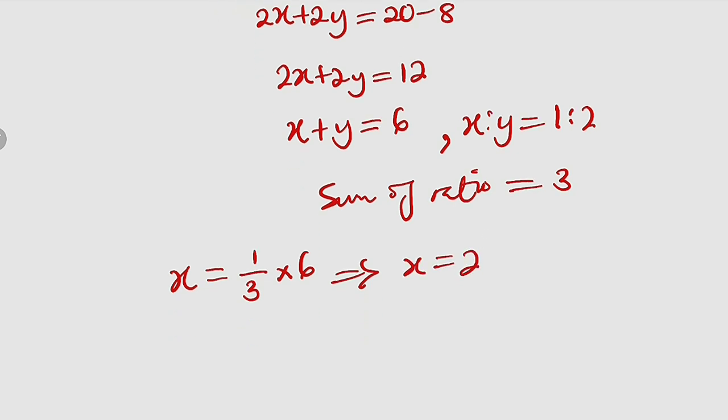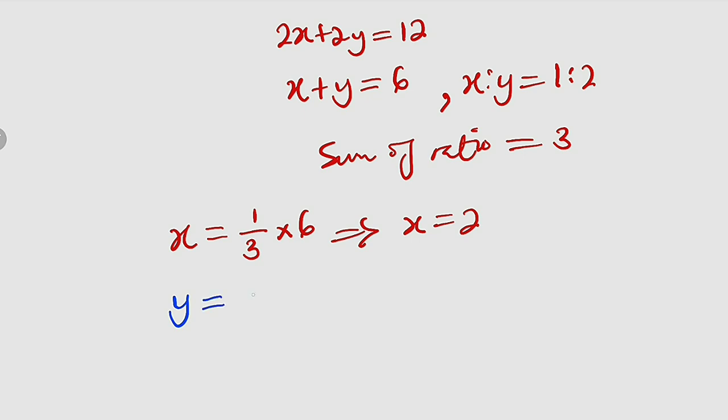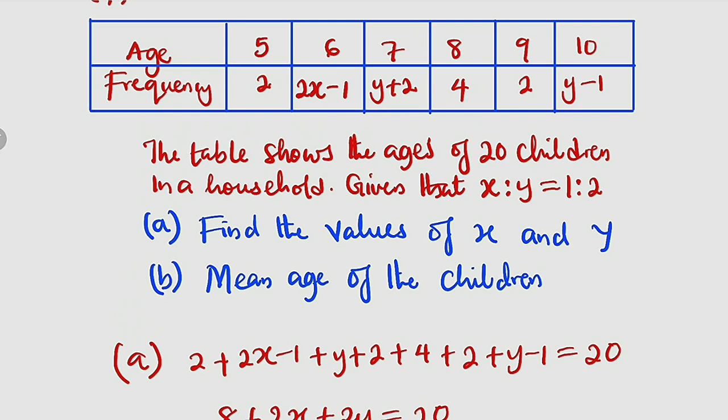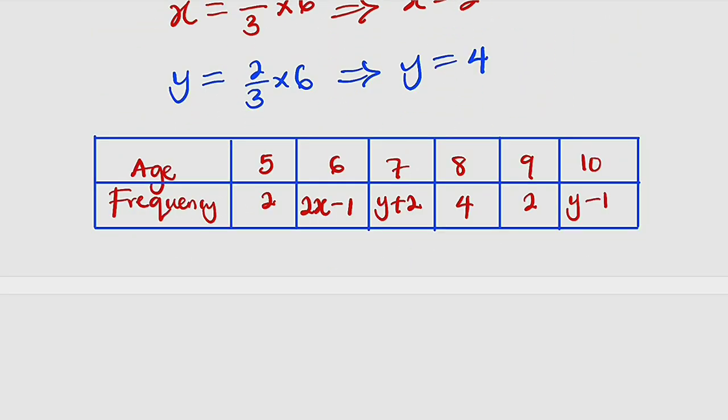Then for y, which is 2 out of 3, you multiply by the total, which is 6. 3 can divide 6 exactly 2 times, and 2 times 2 will give us 4. This implies that y is equal to 4. So we have just obtained the values of x and y, and we are free to plug them back into the frequency table. Let me just copy the frequency table. All right, here is our frequency table, because I would like to answer the second part.